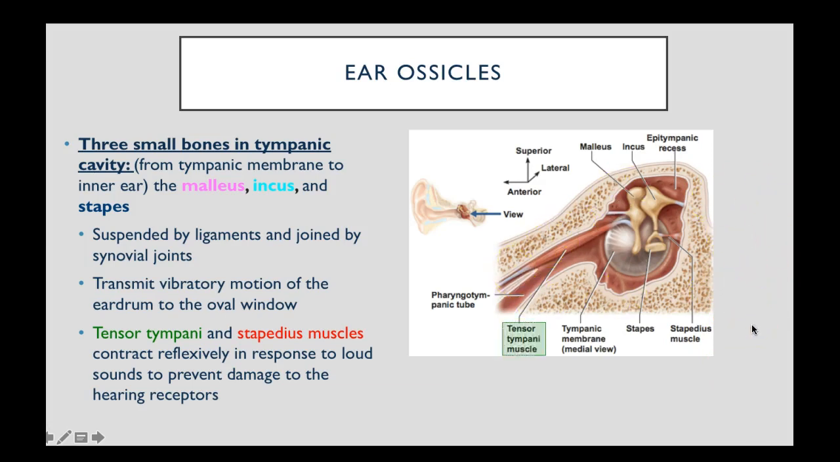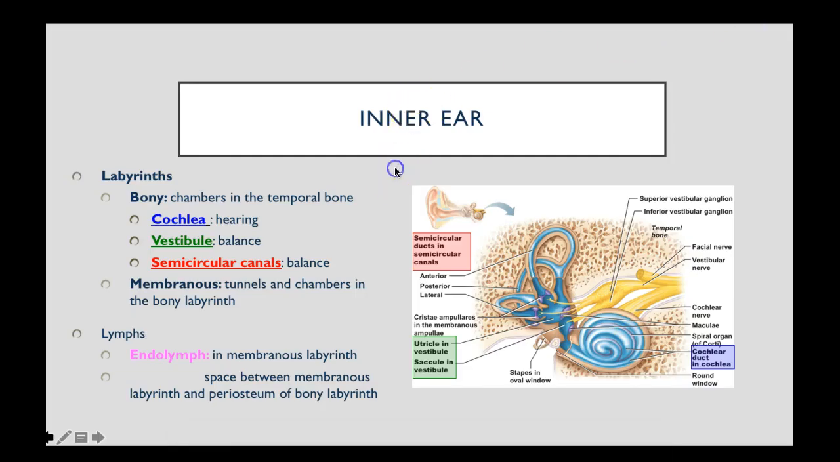So first we have our tensor tympani muscle, which you see connecting over from our malleus. And then we also have our stapedius muscle that connects from our stapes to our temporal bone. And these are going to work to contract reflexively in response to loud sounds to prevent any damage to our hearing receptors. Now let's discuss our inner ear. We are going to have three major structures that are encased in bone.